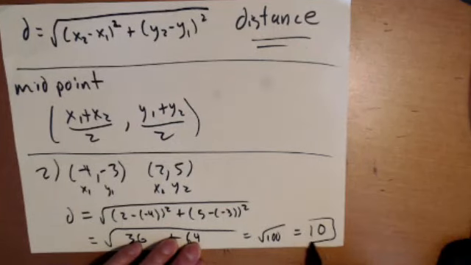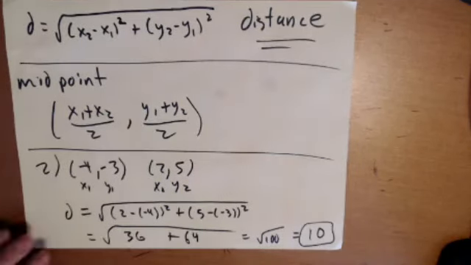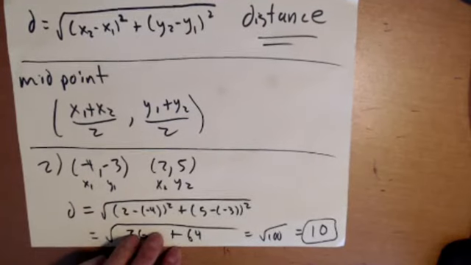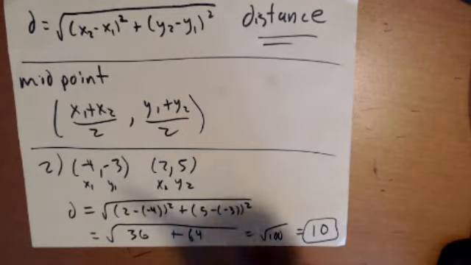Okay, so I didn't need a calculator because the square root of 100 was easy. So that's pretty straightforward, right? Just take your two points, throw them into the formula. And then midpoint's easy also.